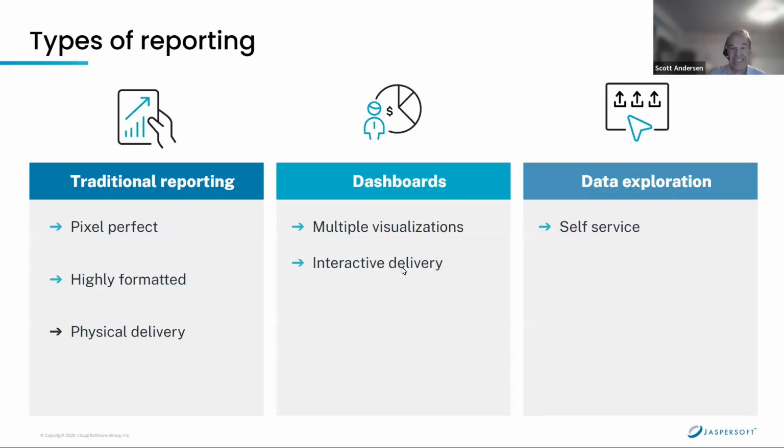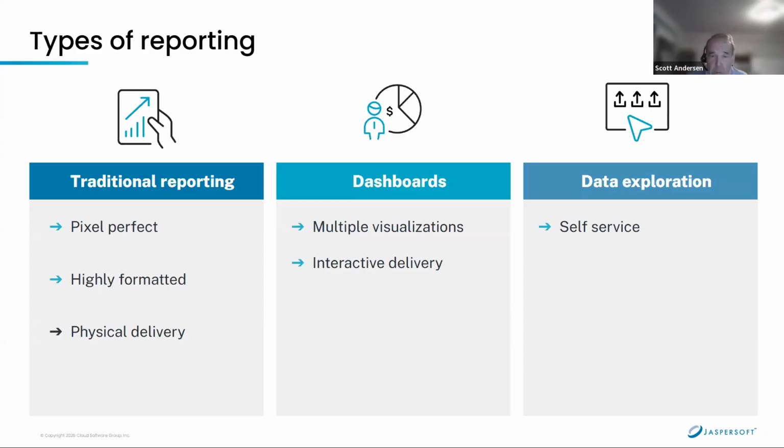Now, there are several different types of reporting. First, there's traditional reporting or pixel-perfect reporting. Some examples of this type of reporting include statements, invoices, spreadsheets, PDFs. Anytime a formatted document needs to be produced.